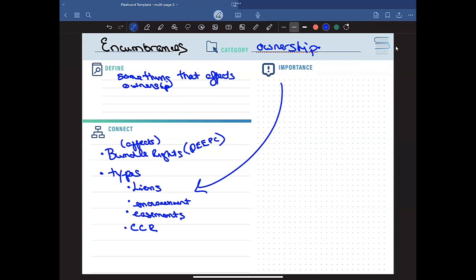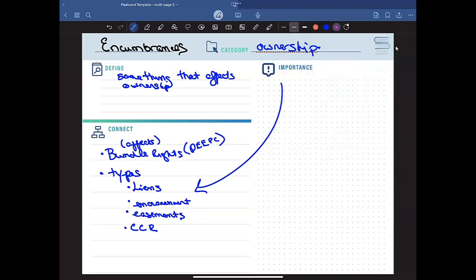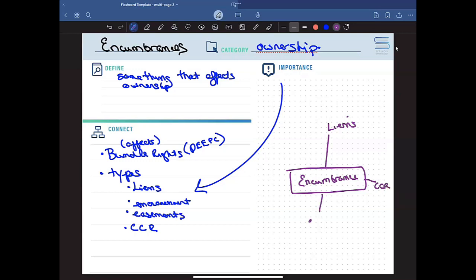And sometimes you'll hear me talk about, and I'll choose a different color for this, mind map. What these flashcards are doing is forcing you to mind map. Because if I was mind mapping or sketch noting my notes, which is a way to do it, I would say, here's an encumbrance. And that's my first word. Then I would say, oh, we got liens. Over here we've got CC&Rs. Over here we've got easements. And over here we've got encroachments.